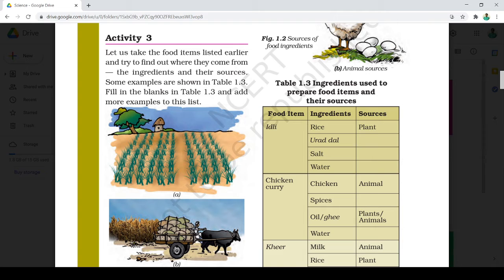In this activity, we should take the food items which we listed earlier in table 1.1 and table 1.2. So take some of the food items and try to find out from where the ingredients come from. Means find out the ingredients and their sources. Some examples are given in the table itself.